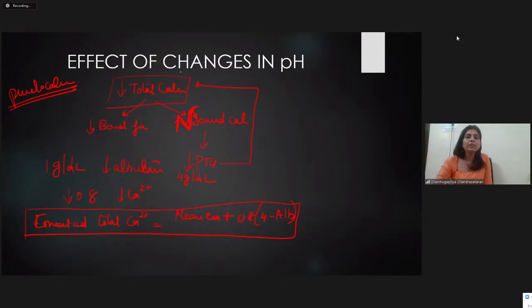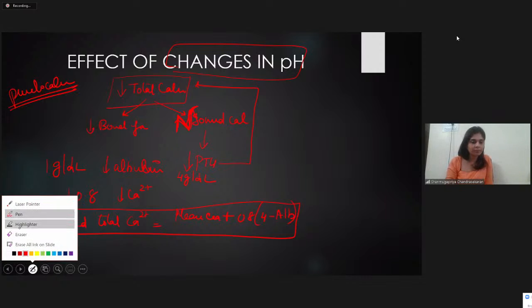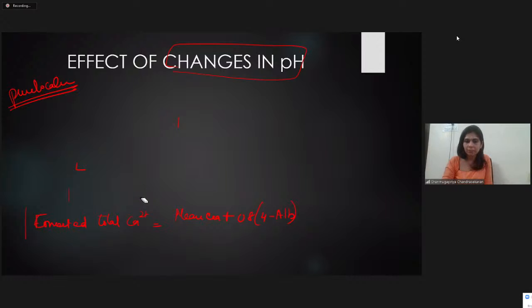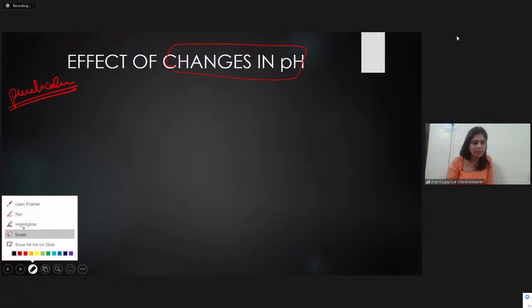Now what is the effect of changes in pH? Suppose there is alkalosis. In alkalosis, because your plasma proteins are all buffers, they try to neutralize the alkaline pH. And to neutralize the alkaline pH, they give off their H+. When they give off their H+, all your proteins become negatively charged.